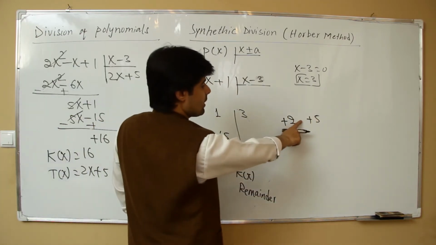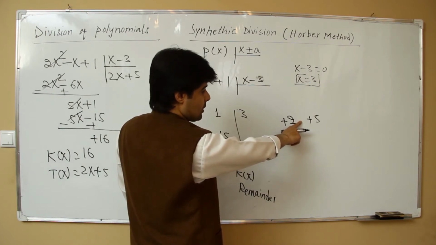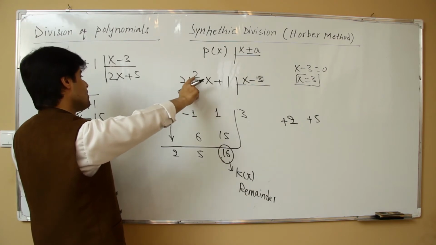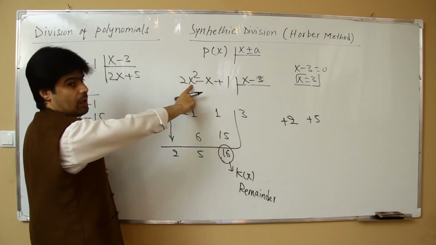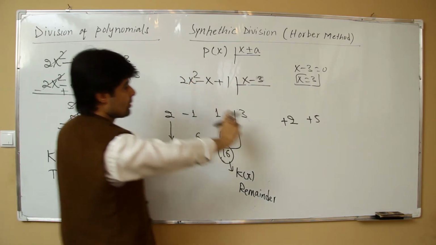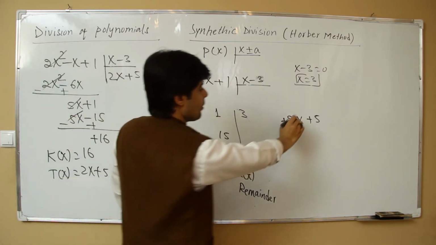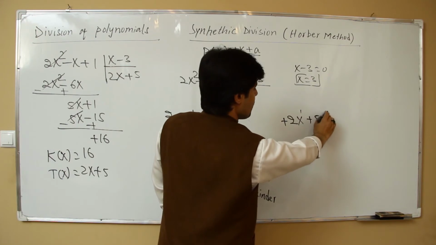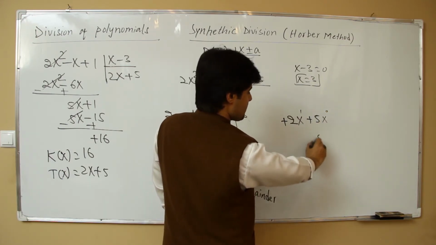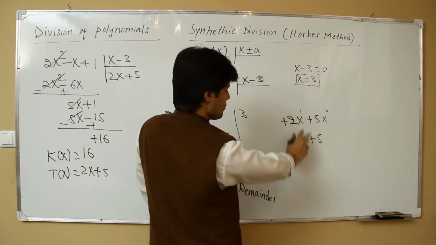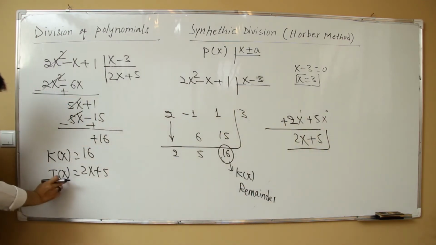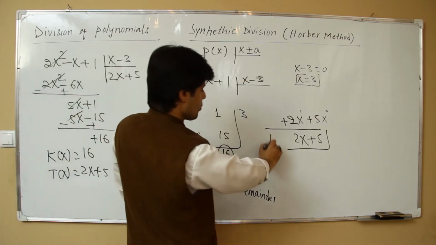Now write here terms of the x. Which terms should I write? One term of 1 degree less than the polynomial. What is the highest degree of the polynomial? It is 2. Then write here x to the power 1, x to the power 0. X to the power 0 is once again 1. 1 times 5, 1 plus 2x. This is called what? T(x), or quotient.